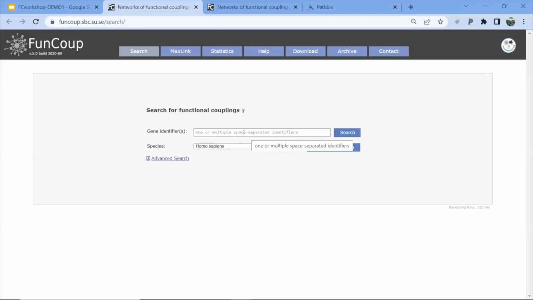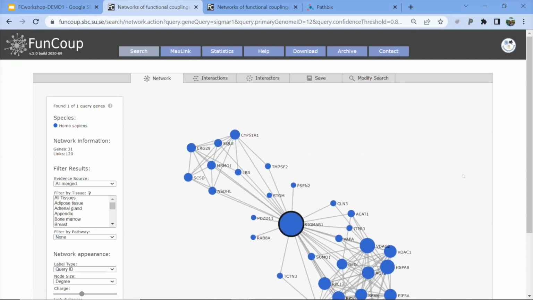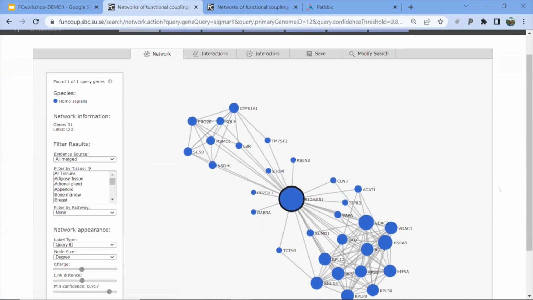So now it's time to take a look at the interaction partners of the sigma-1 gene in FunCoup. So this is the FunCoup website. This is what it looks like. We can start by typing in the sigma-1 gene here in the search field, and then just press search. Eric is later going to show you the advanced search and other settings that you can do before searching if you want other or more specified search results.